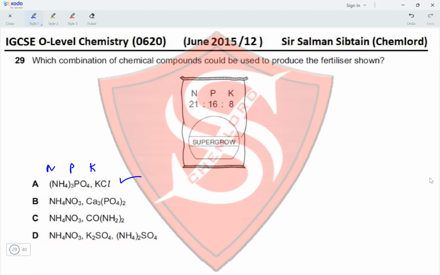Let's look at the other options. In B, we've got nitrogen and phosphorus. Potassium is missing. In C, we've got nitrogen only. Potassium and phosphorus are missing. In D, we've got nitrogen, we've got potassium, and we've got nitrogen again. Phosphorus is missing. So this makes option A the correct option for this question.